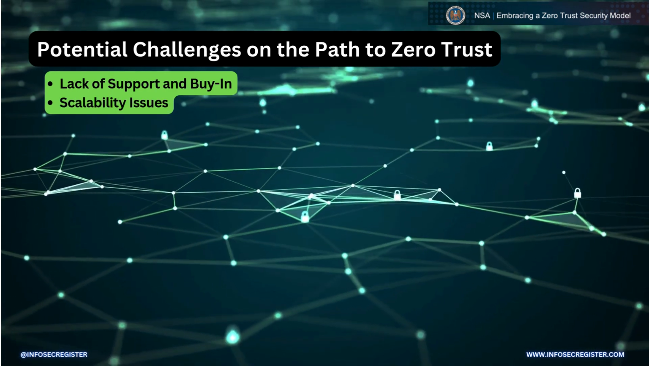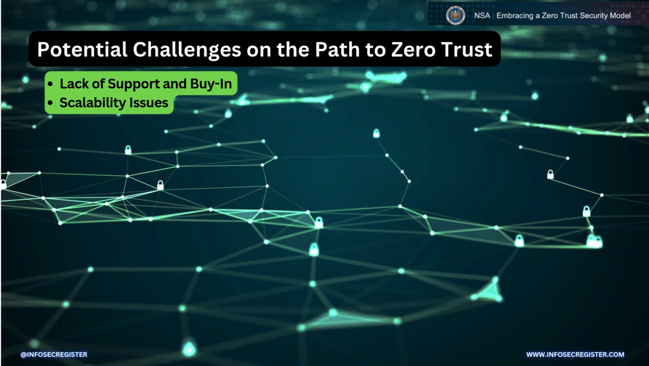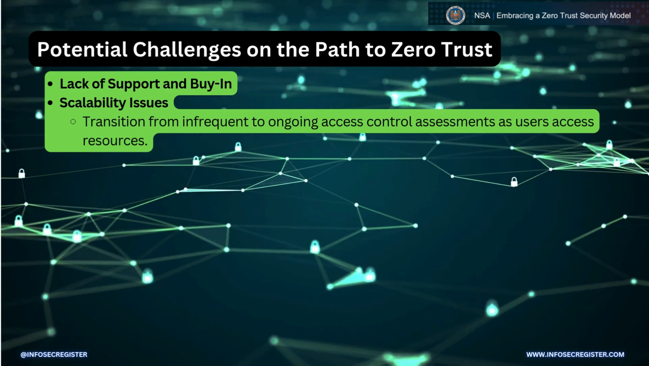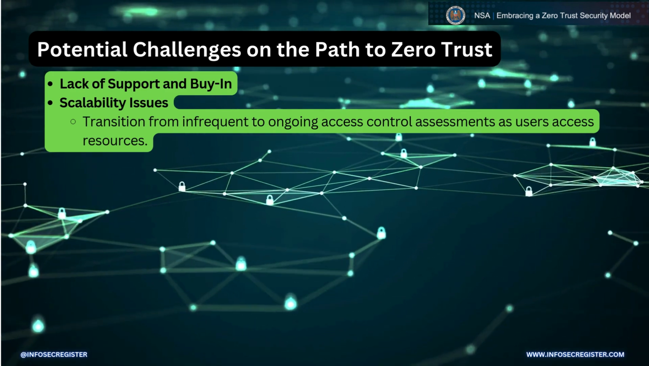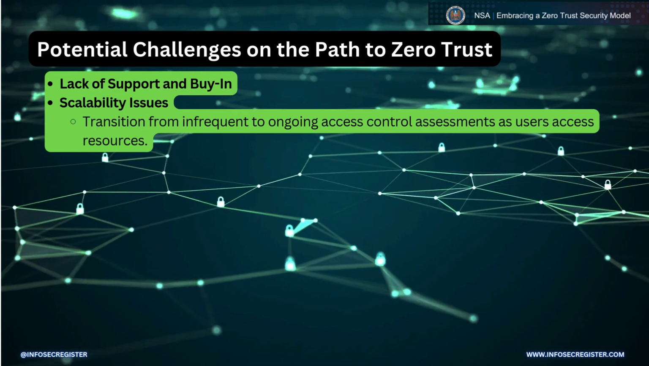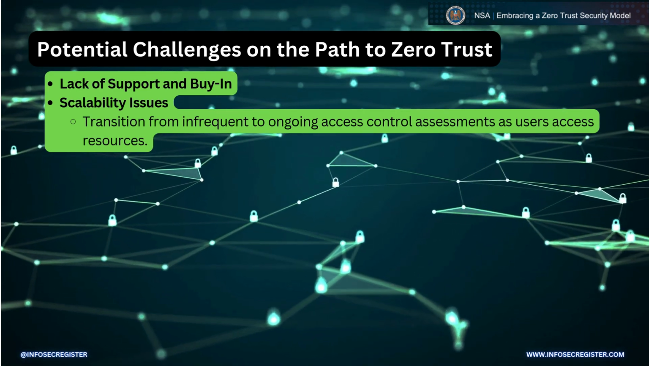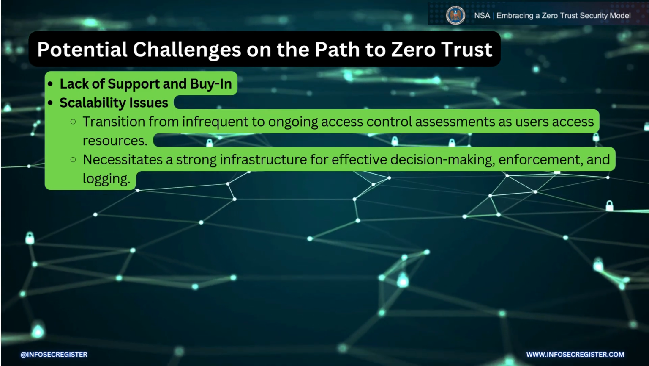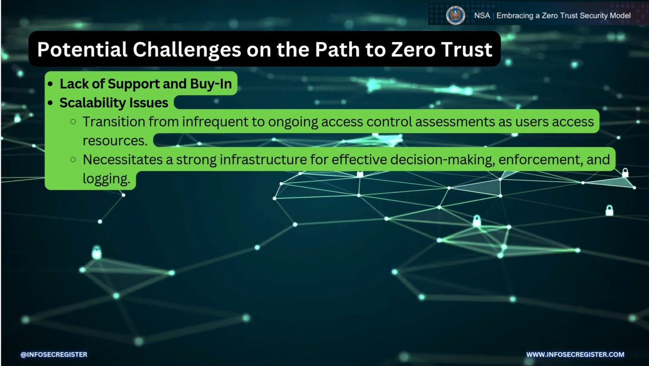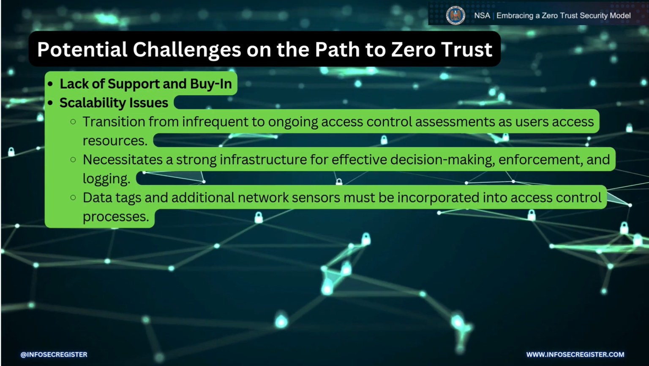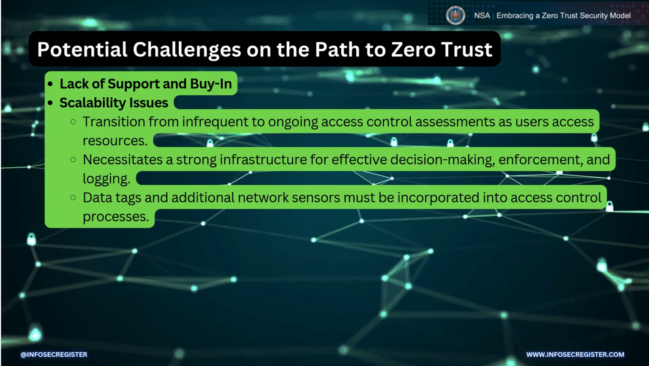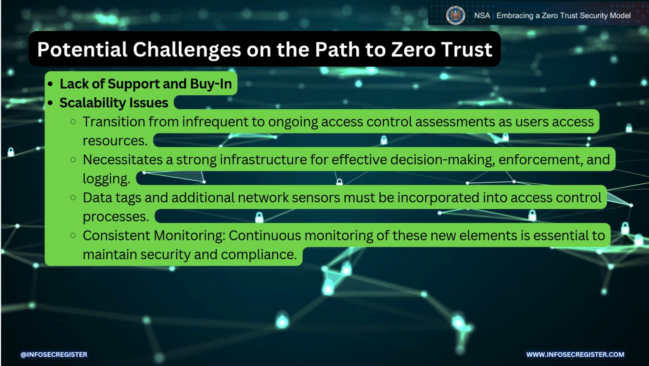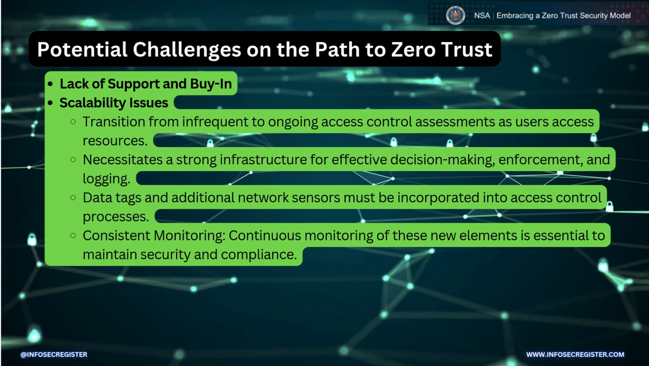Second, scalability issues. Another challenge arises from the need for scalability. Zero-trust principles necessitate that access control decisions, which may have previously occurred infrequently, are now made continuously as users access resources. This requires a robust infrastructure capable of making, enforcing, and logging these access decisions effectively. Moreover, elements of the network that were not previously integral to access control, such as data tags and additional network sensors, must now be reliably used and consistently monitored.